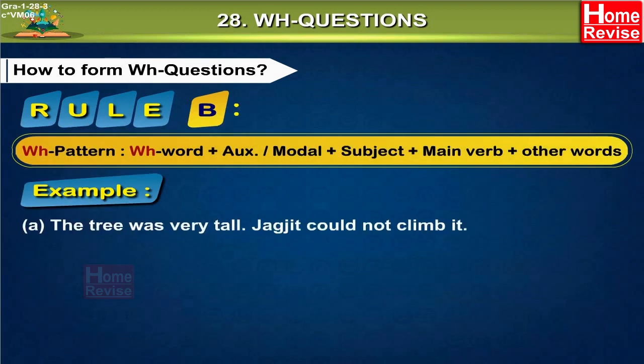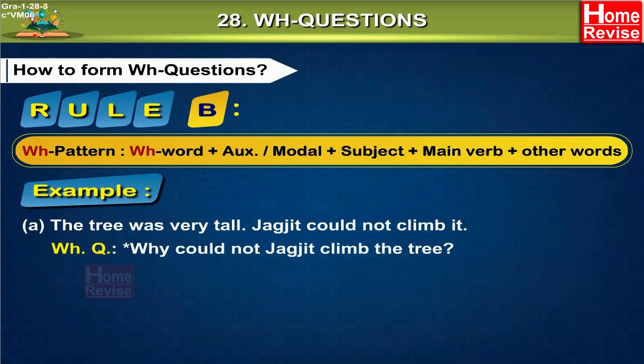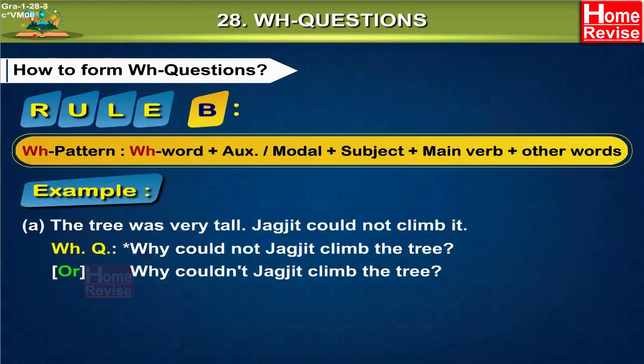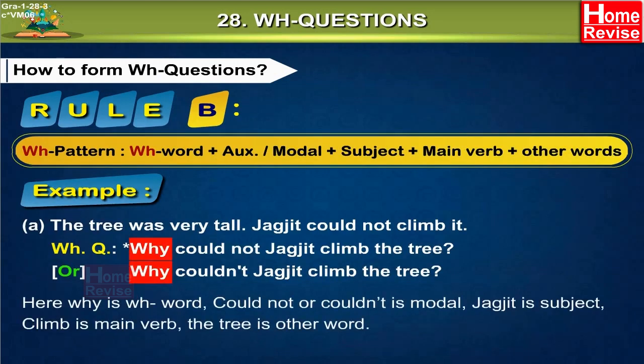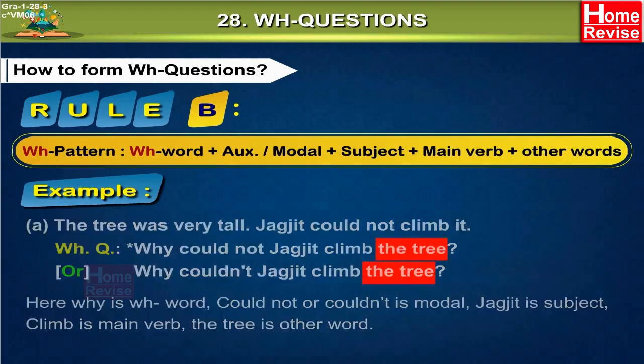Example. A. The tree was very tall. Jagjit could not climb it. WH question: Why could not Jagjit climb the tree? Or, why couldn't Jagjit climb the tree? Here, why is the WH word. Could not or couldn't is the modal. Jagjit is the subject. Climb is the main verb. The tree is the other words.